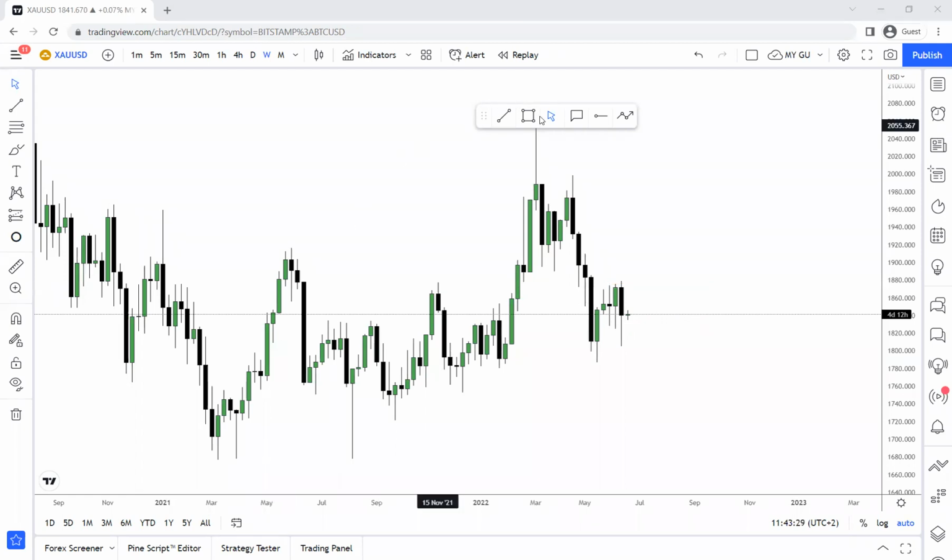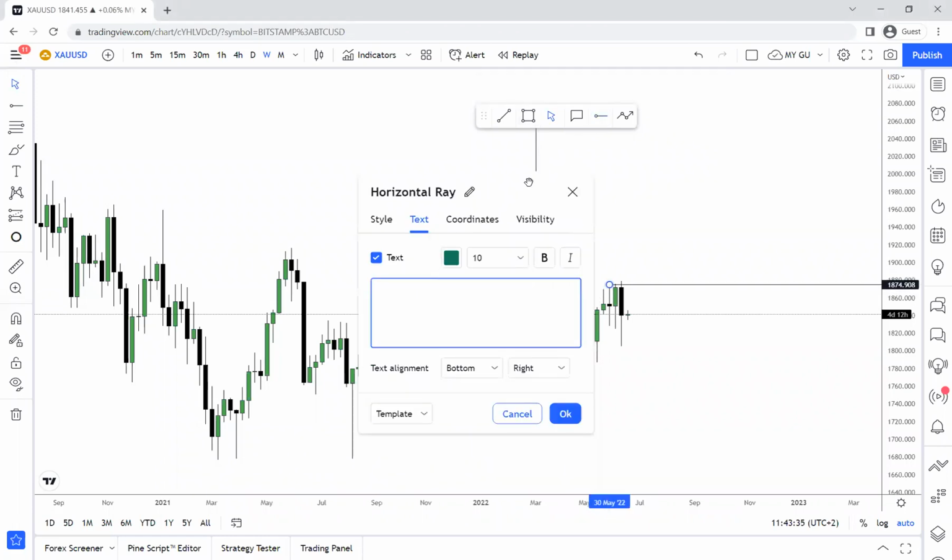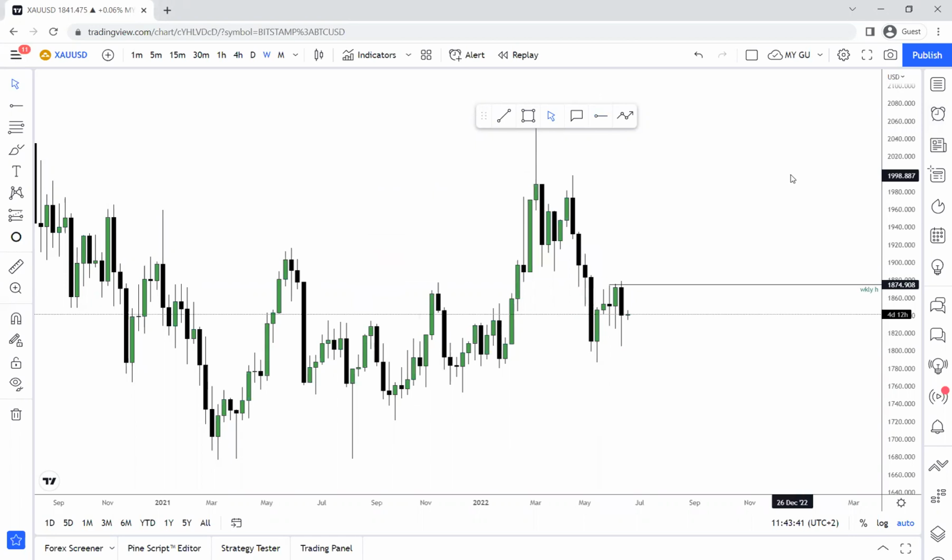So what do we need? We need to put our high. So that's our potential high. Let's just say weekly high, right? And then we need to see where we can put our low on the lower time frames.